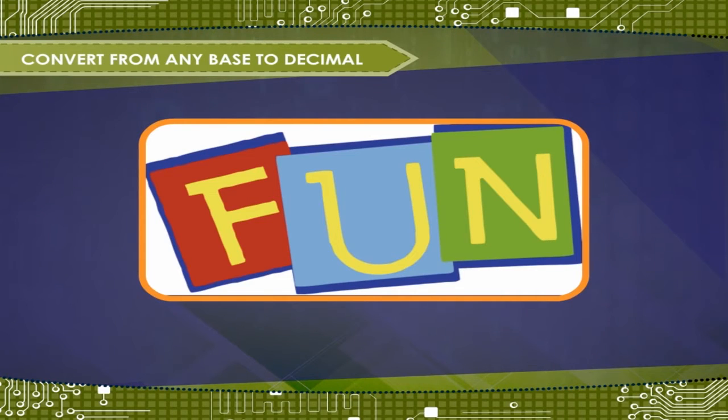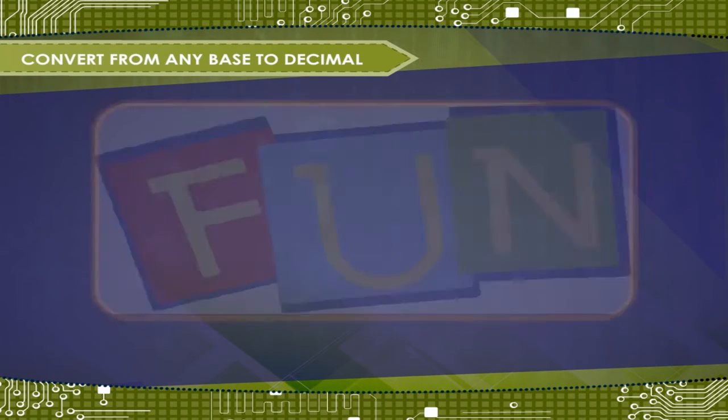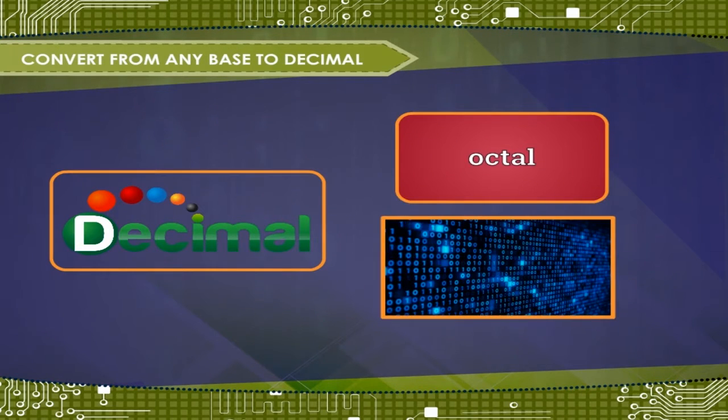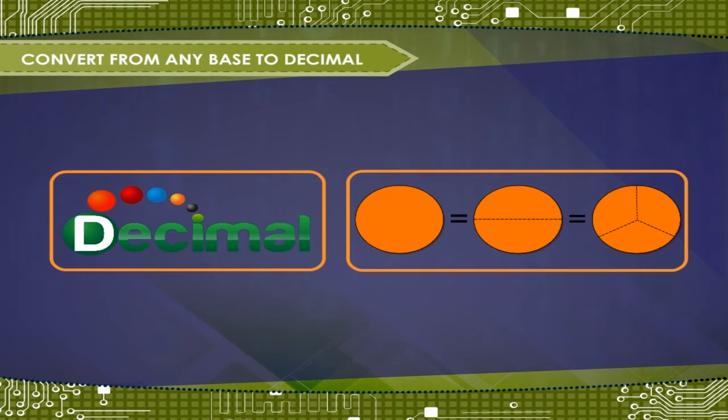Let us have fun now and play with numbers. Convert some decimal numbers into octal and binary and watch what the equivalent numbers are in different systems.